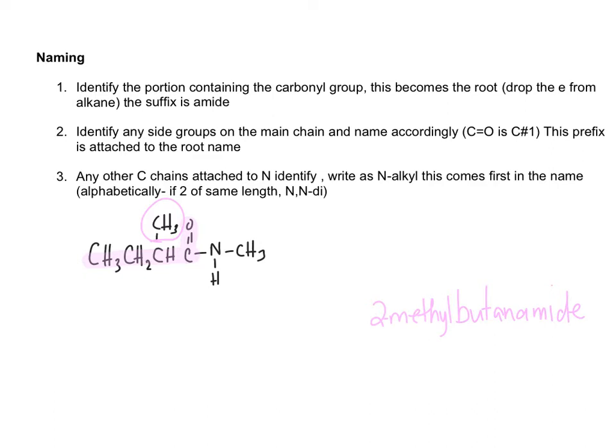Now we're going to look at the rest of the compound. So we have to put in something for the CH3. So the CH3 is a methyl group, and that's all there is. So this is N-methyl, 2-methylbutanamide. N-methyl for the CH3 group, 2-methylbutanamide. Now this would be considered a secondary amide because the nitrogen is bonded to 2 carbons. So this is a secondary amide.